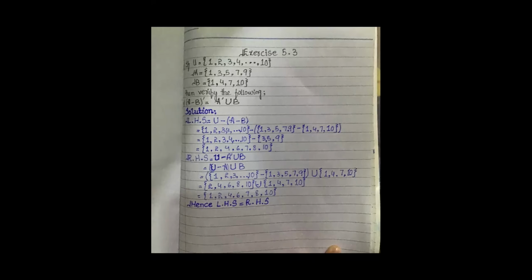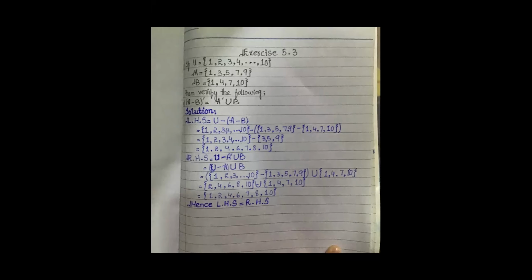Then we are going to subtract A minus B from the universal set. The answer of A minus B is 3, 5, 9. Then we get the answer 1, 2, 4, 6, 7, 8, 10, because here 3 will be cut, 5 will be cut, and 9 will be cut. So we got the answer 1, 2, 4, 6, 7, 8, and 10.